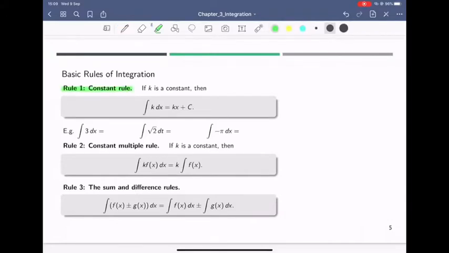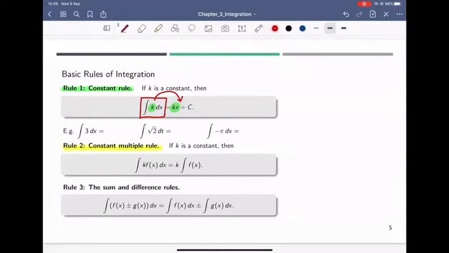Because you know that when you differentiate kx, you're going to get back k, right? That means when you take the antiderivative of k, you're going to get back kx plus c. So that means your integral of k dx, you're going to get back kx plus c. The next thing is the constant multiple rule.